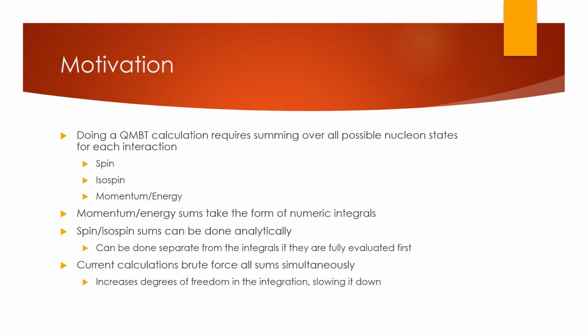So just to summarize, calculating the nuclear equation of state requires a large number of sums and numerical integrations with very complex integrands, and the numerical integrations are usually the most time-consuming part, especially when we're tossing the spin and isospin sums in there together and doing them all at the same time, as is currently usually done.